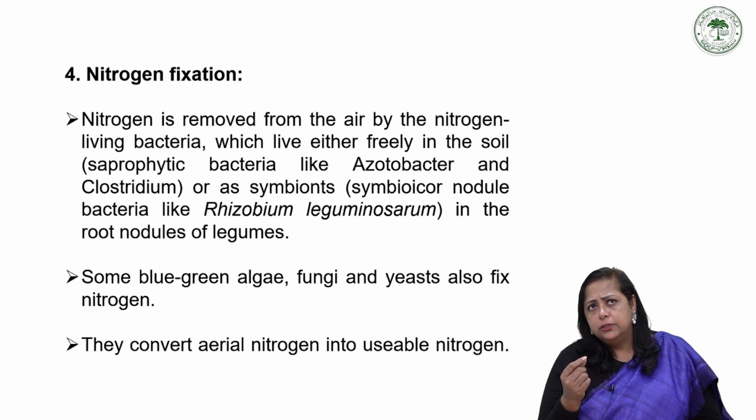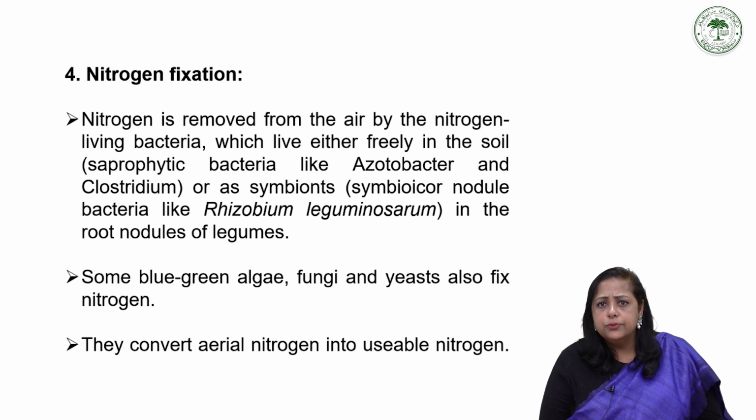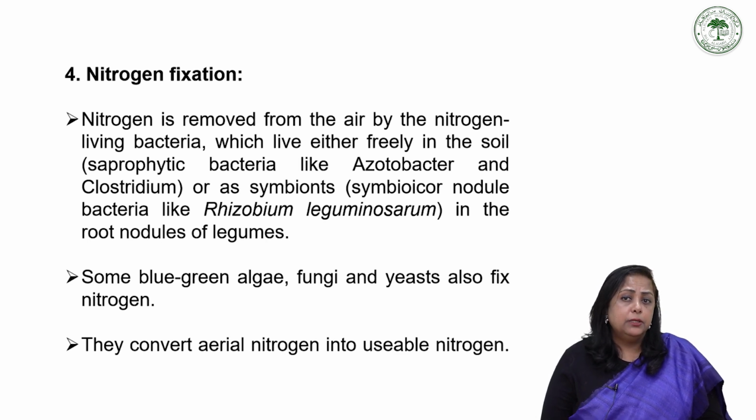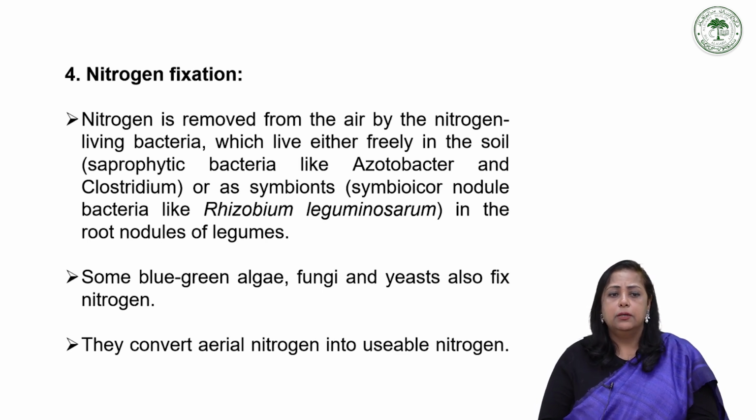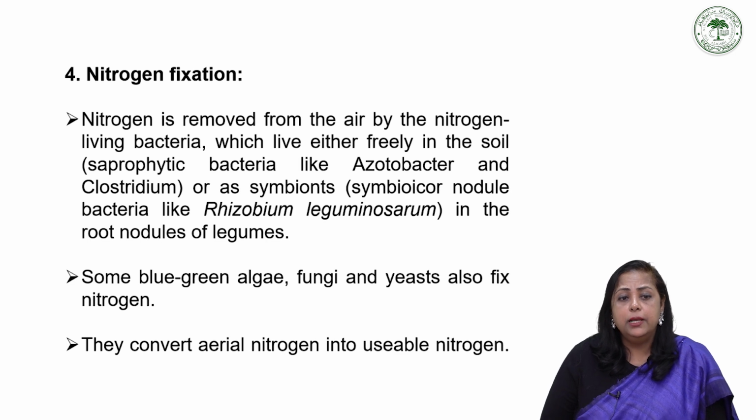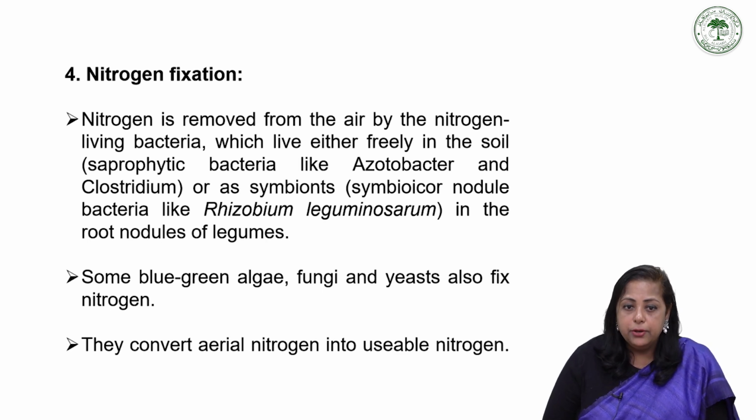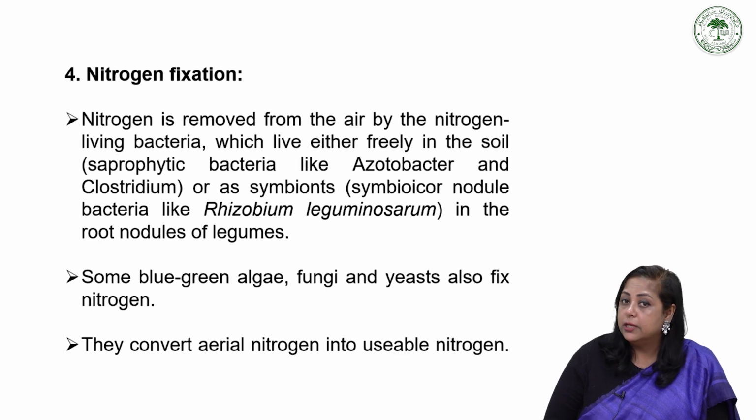You must have studied nitrogen fixing bacteria in your 10th class. So that is what we are discussing. That is the part of the nitrogen cycle. Nitrogen is removed from the air by nitrogen fixing bacteria, which live either freely in the soil, saprophytic bacteria like Azotobacter and Clostridium, or as symbionts in nodule bacteria like Rhizobium leguminosarum in the root nodules of legumes. Some blue-green algae, fungi and yeast also fix nitrogen.